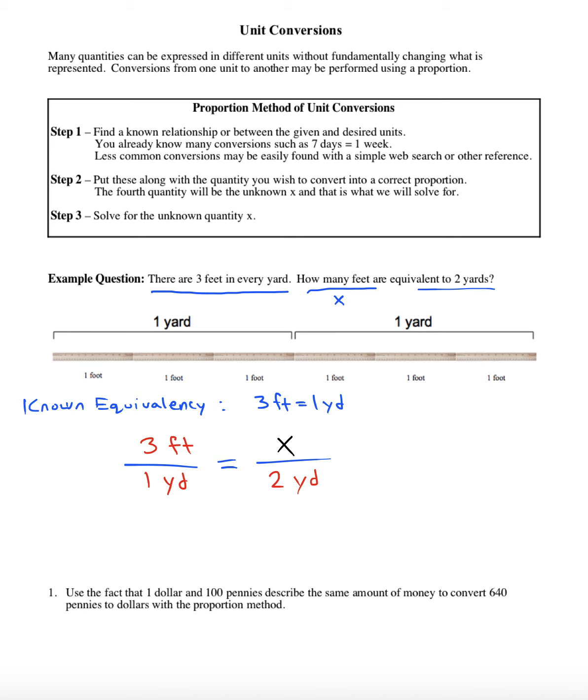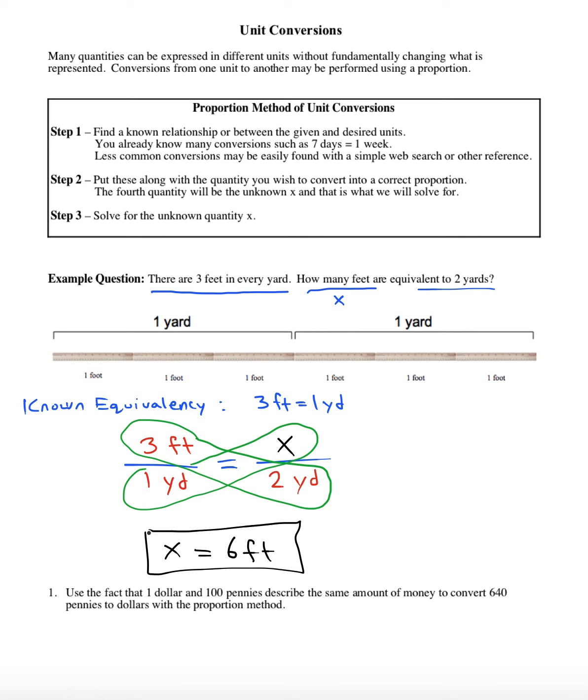Now that we've set up our proportion correctly, we can solve. And so what I'll do is I'll cross multiply the 3 times the 2 and the 1 yard by the x. That's going to give us x equals 6 feet. And that's how we get our answer.